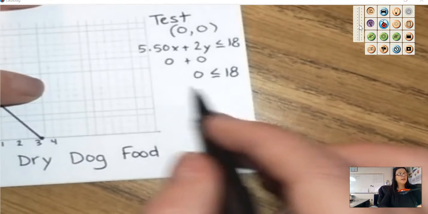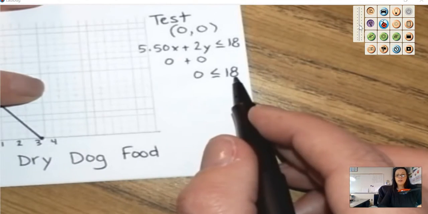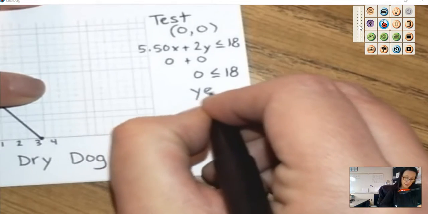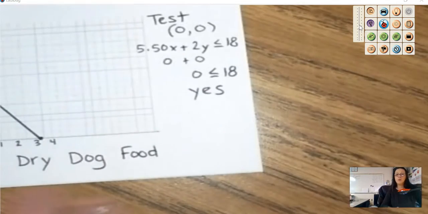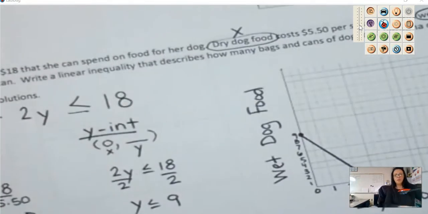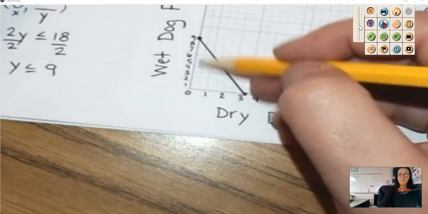Okay, then you have to think, is 0 less than or equal to 18? Yes, it is. Yeah, 0 is less than 18. So 0, 0, yes, is a point. So 0, 0 should be shaded in. So you're going to shade in everything underneath.